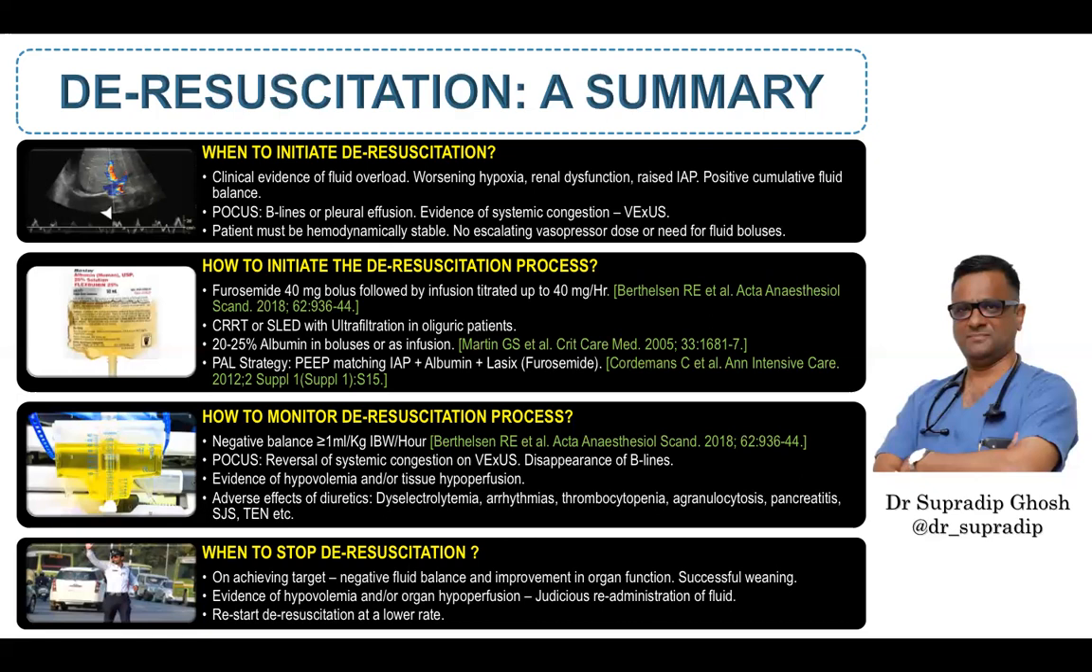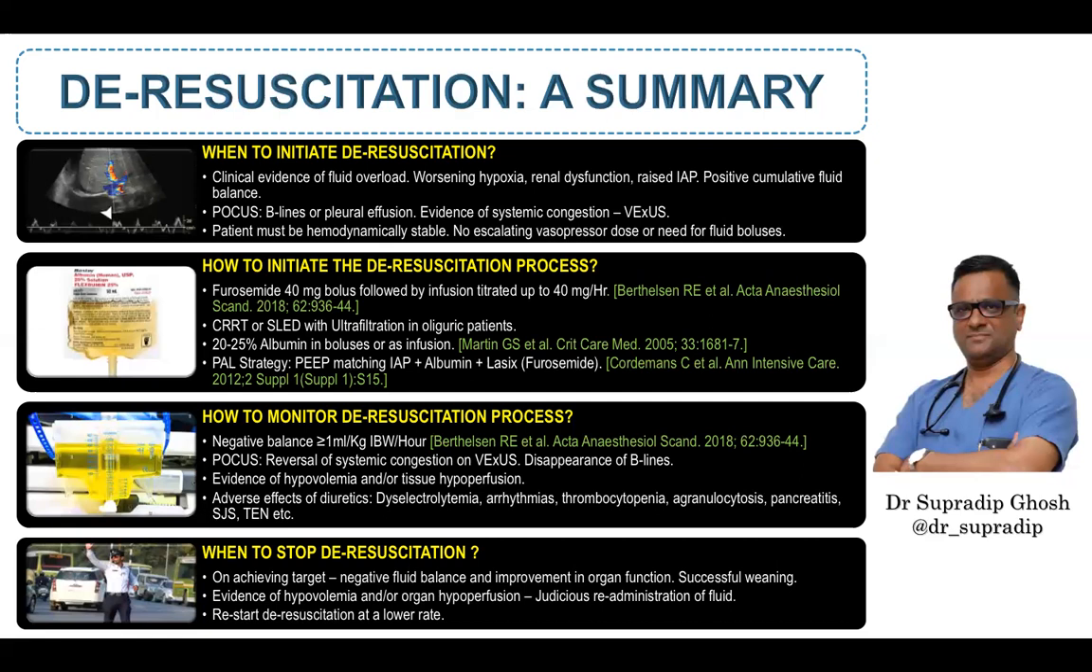We also should look for evidence of any adverse consequences of de-resuscitation suggested by evidence of hypovolemia or hypoperfusion of tissues, or any adverse effects of diuretics itself. For example, patients with evidence of hypokalemia, hypomagnesemia with cardiac arrhythmia, thrombocytopenia, agranulocytosis, pancreatitis, Stevens-Johnson syndrome, toxic epidermal necrolysis, which are rare side effects of loop diuretics.